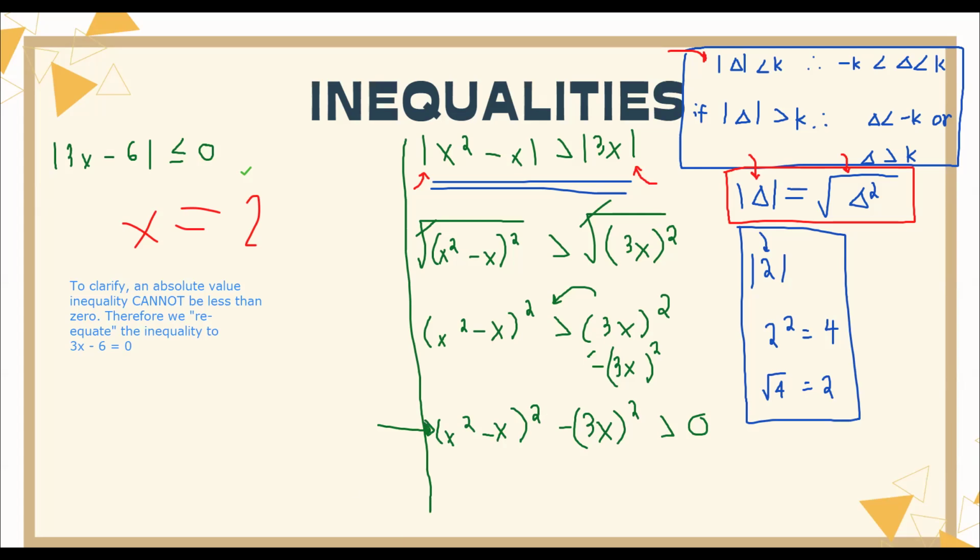Yeah? Okay. So since pareho tong naka-square, this is again following the identity a squared minus b squared. This is your algebraic identity. When you have a squared minus b squared, the factor of that is a plus b times a minus b, where a is equal to x squared minus x, and b is equal to 3x. Nasusundan so far? Opo.